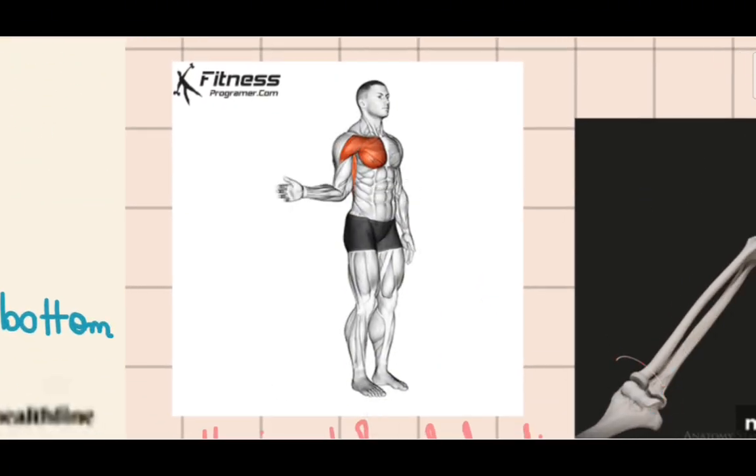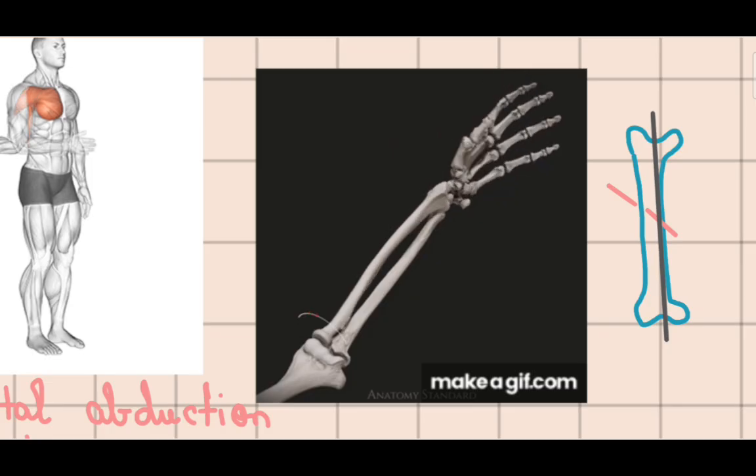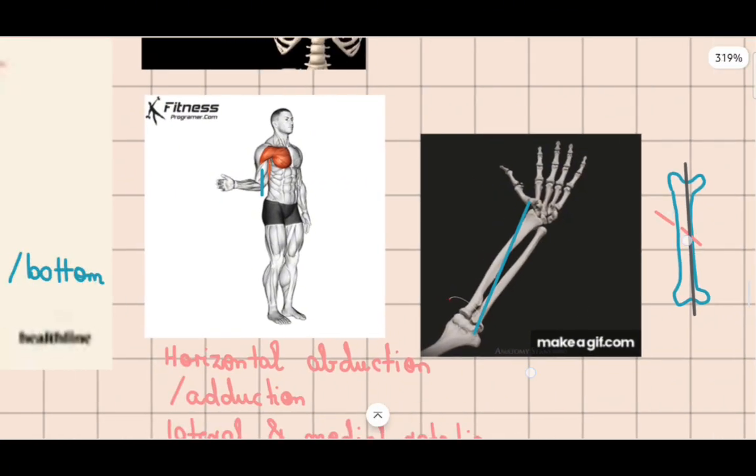the lateral rotation and the medial rotation at the elbow joint. This one, and the pronation, and this one is the supination at the radio-ulnar joint.